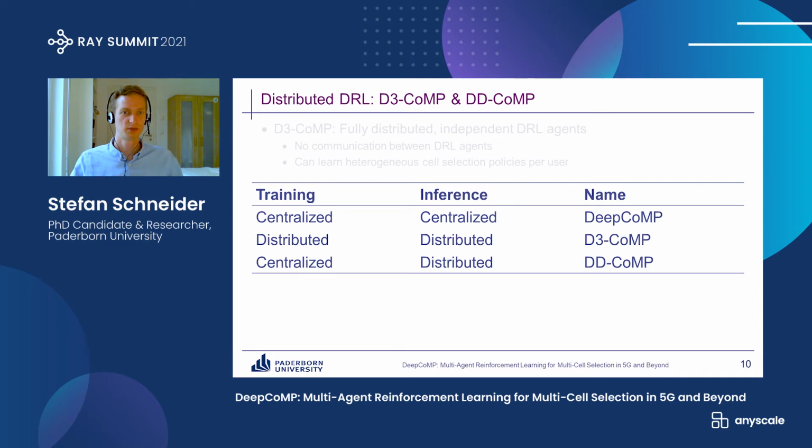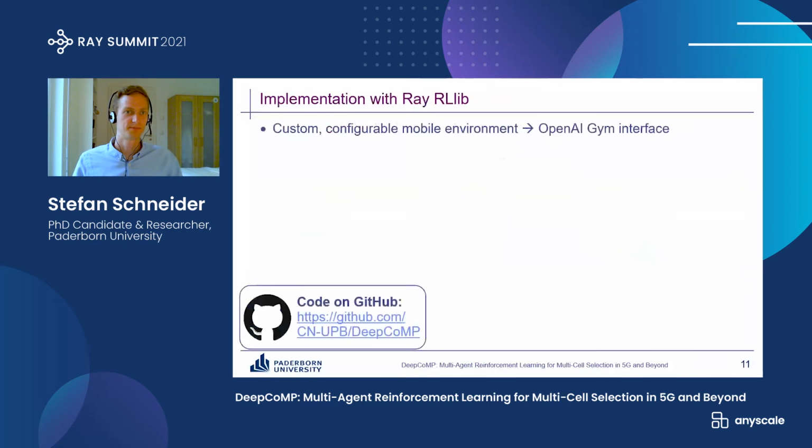fully distributed DeepCoMP approach, where we have separate policies for each agent, and then the DDCoMP approach, where we have a centralized training procedure with a shared policy. And then during the production deployment, we can replicate this policy, replicate the neural network, and still perform inference in a distributed manner. So now that we have defined our problem, we have designed our three different approaches, we need to go and implement them. And that's exactly where Ray RLlib comes into play.